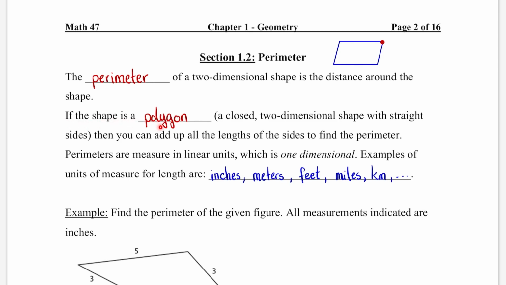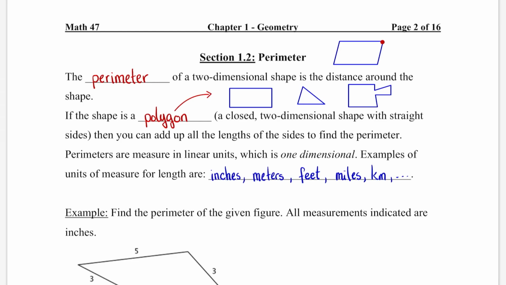If the shape is a polygon, then you can add up all the lengths of the sides to find the perimeter. A polygon is a closed two-dimensional shape with straight sides. For example, a polygon can be a rectangle or a triangle or any shape that is closed with straight sides. These are examples of polygons.